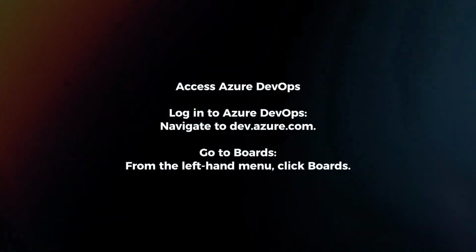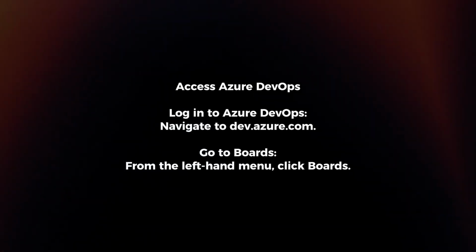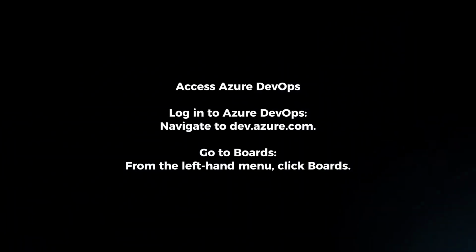Access Azure DevOps. Log into Azure DevOps. Navigate to dev.azure.com. Go to Boards. From the left-hand menu, click Boards.